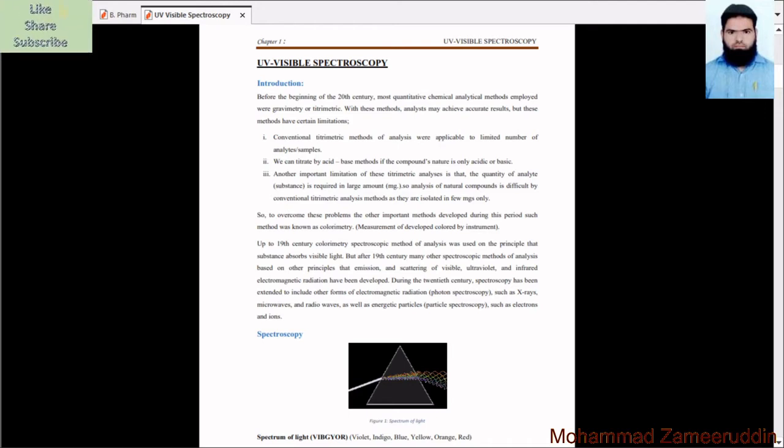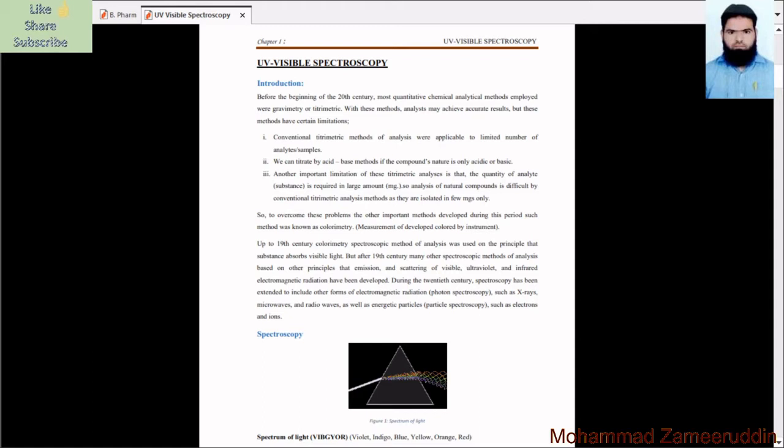Okay, now after that, a new technique based on photon spectroscopy was developed, such as X-ray, microwave and radio wave, as well as energetic particles such as electrons and ions. So these techniques were developed in the 20th century.